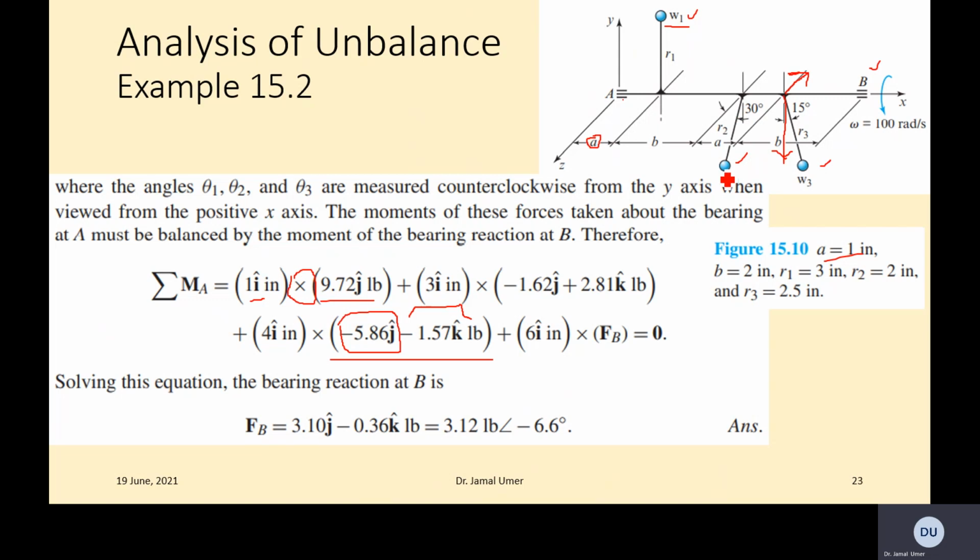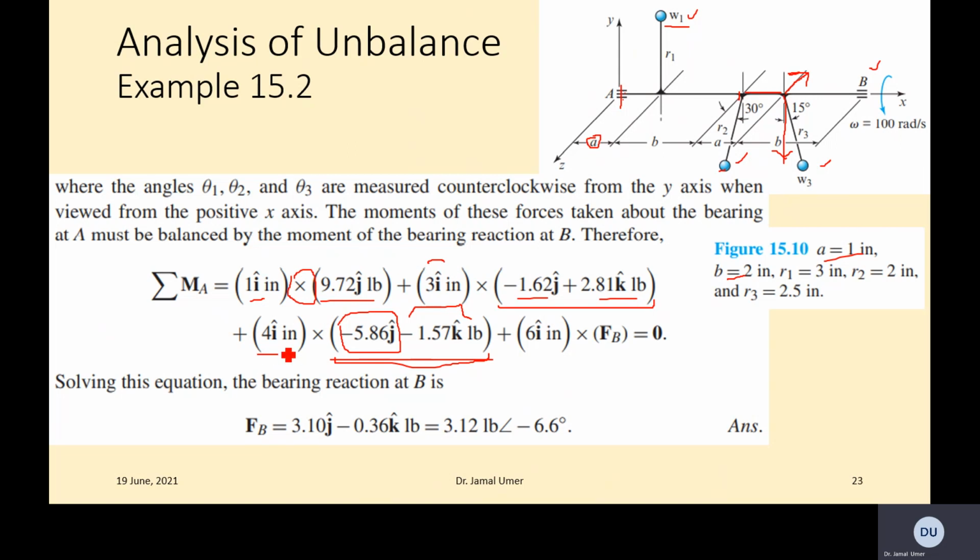Now for the next one, this is W2. This vector we already found, F2, and you need to multiply that with the distance from here to here. So displacement: A is 1, B is 2, so total is 3, so 3I, and you have to take the cross product. Now the third one, weight 3, is again a vector we found in the previous slide, and the displacement is A plus B plus A. So this distance is also A.